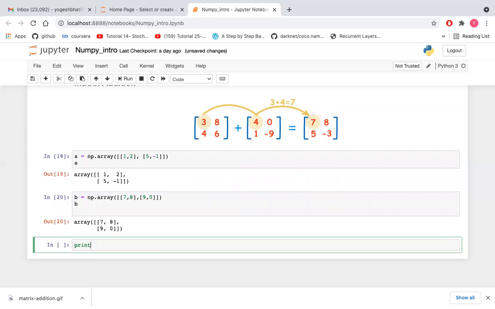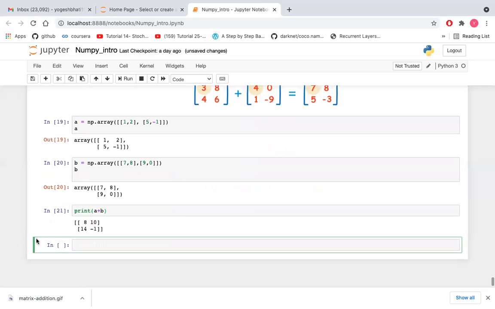Now let's add a plus b. There is no special function for addition; we directly use the plus operator to add matrices. Here you can see the same operation is done: 1 plus 7 equals 8, 2 plus 8 equals 10, 5 plus 9 equals 14, minus 1 plus 0 equals minus 1.